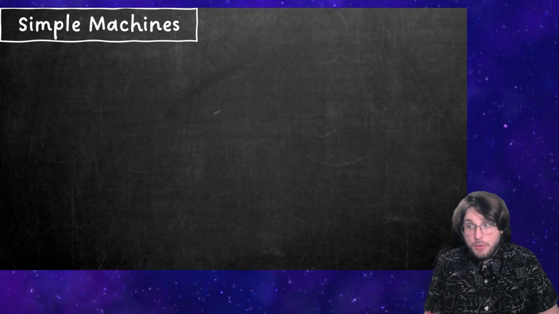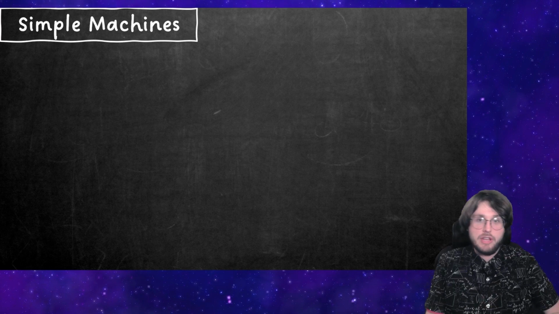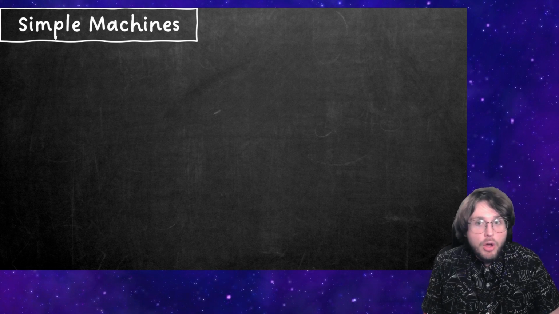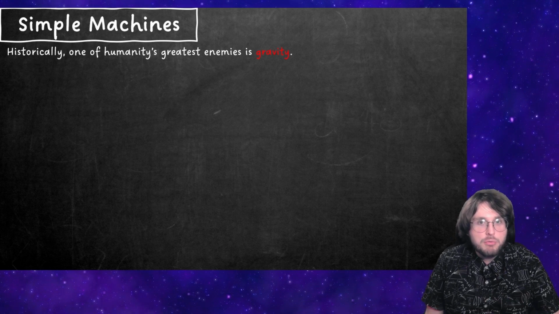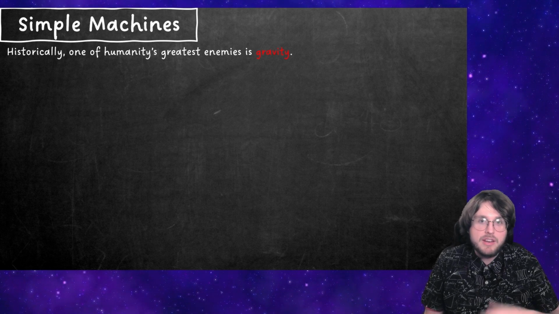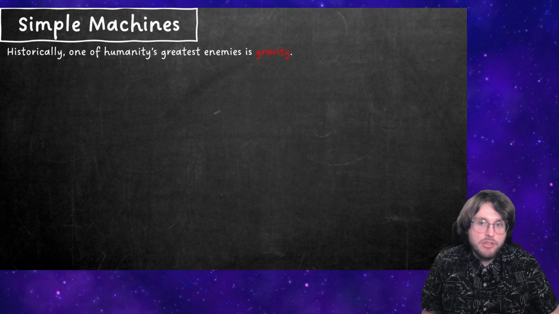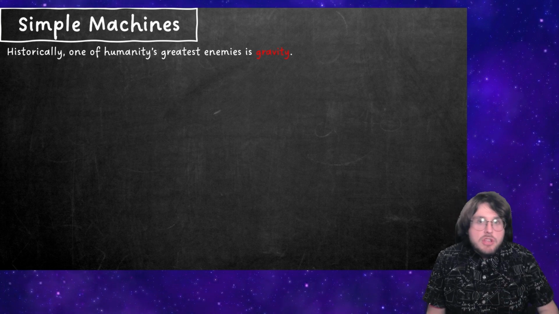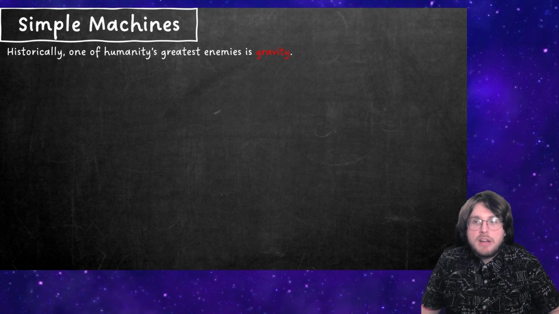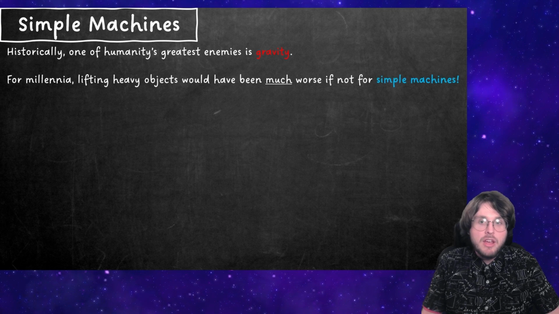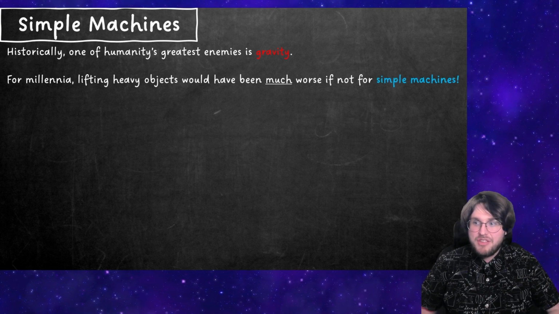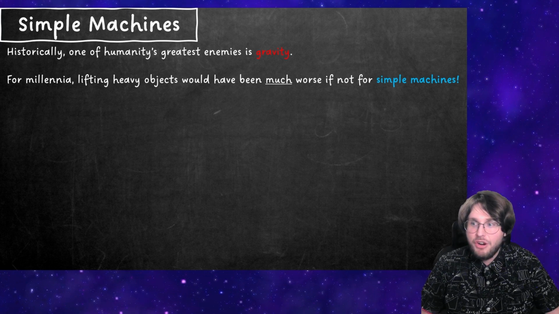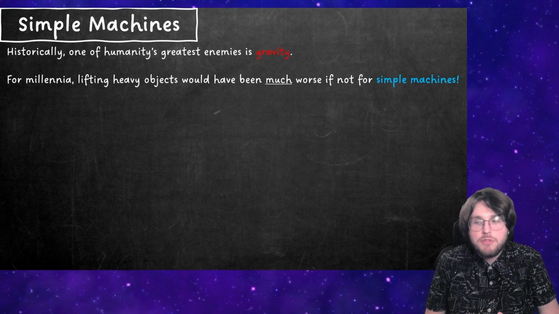And the reason I like to start with these is A, because I love them personally. They are super cool. But also, really these machines were partly the reason why we developed work and energy as a concept in the first place. And really these machines were invented because historically one of humanity's biggest enemies is gravity. Particularly because gravity makes the process of lifting heavy objects significantly harder. And this was a problem that lasted for millennia.